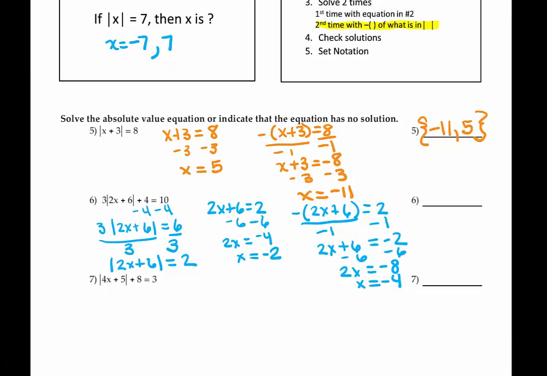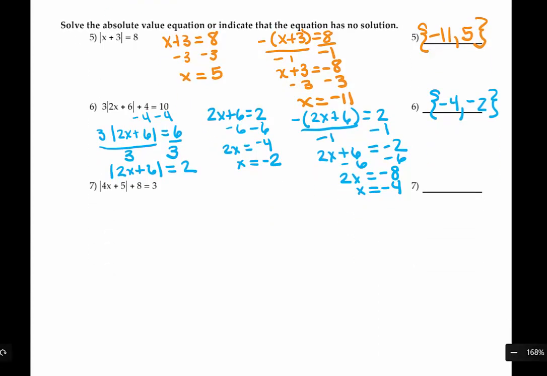When I plug in a negative 2, I get negative 4 plus 6. So I get 2 inside there. The absolute value of 2 is 2 times 3 is 6. Plus 4 is 10. So it works out. And it doesn't take much to just say, oh, can I check my answer? So in here, both of my answers work. My solutions, negative 4 and negative 2.